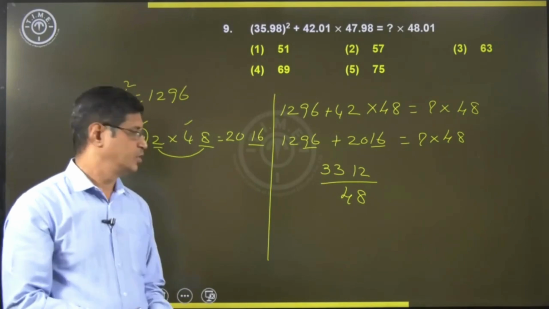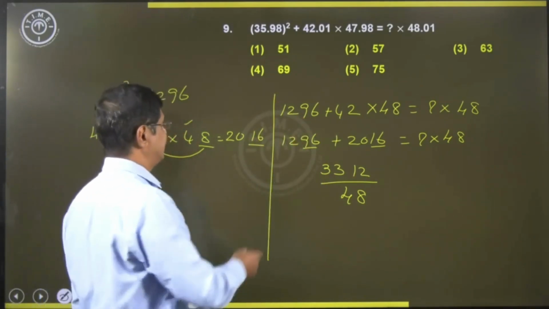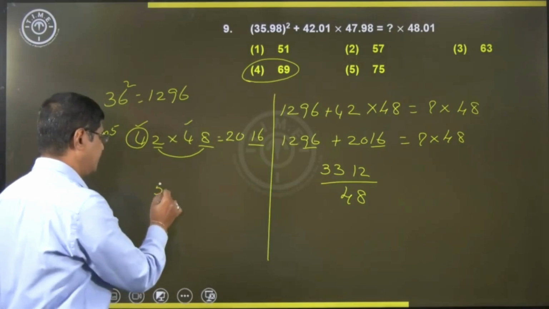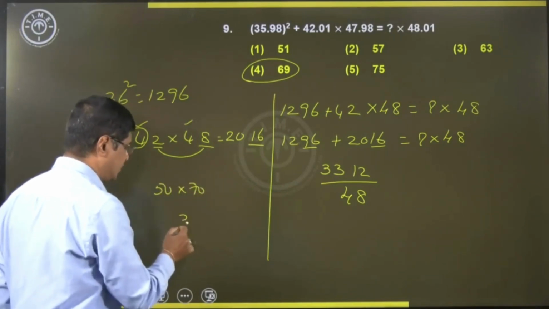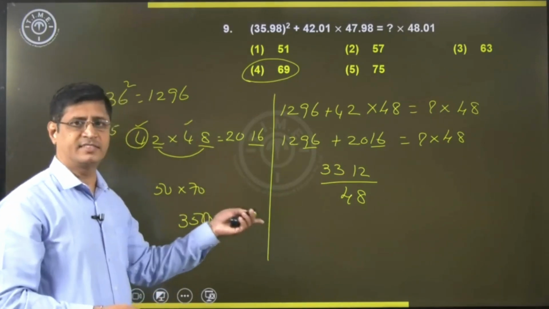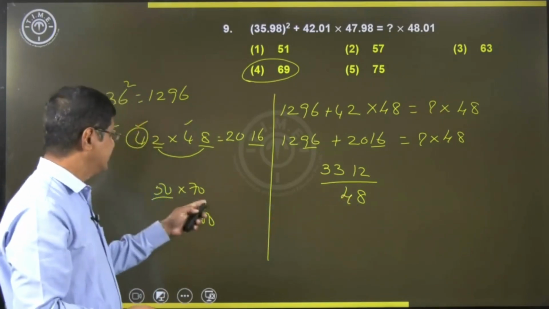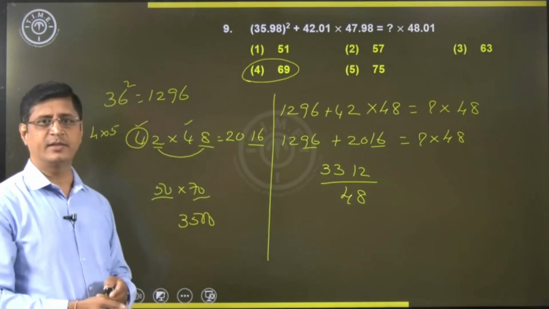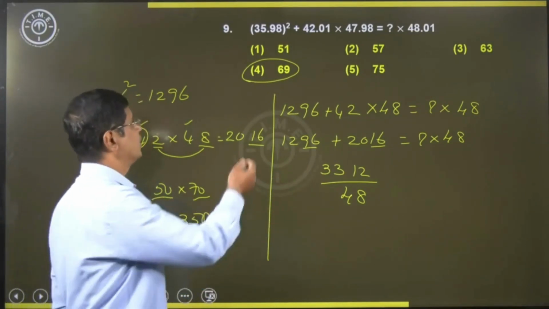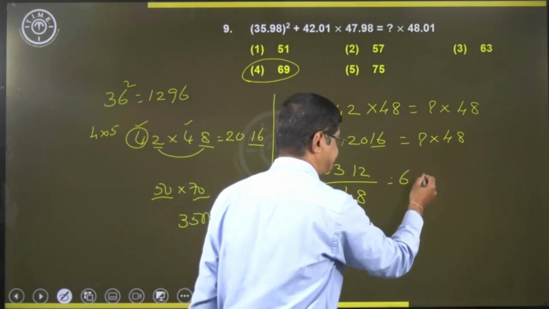7 times. So what is the answer? Close to 7 times, but less than 7 times. Less than 7 times means this is the value. If you take 50 into 70, the result is 3500. It is neither 50 nor 70. So what is less than 50? It is less than 50 means 48. So the answer is less than 70 times, because the value 3500 is more than 3312. So here approximately what is the result? Fourth choice, that is 69.